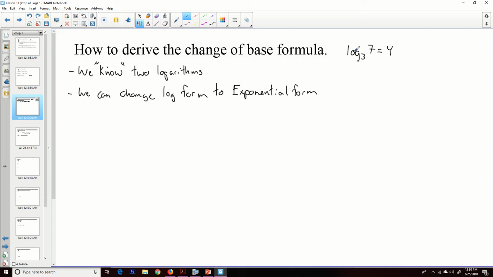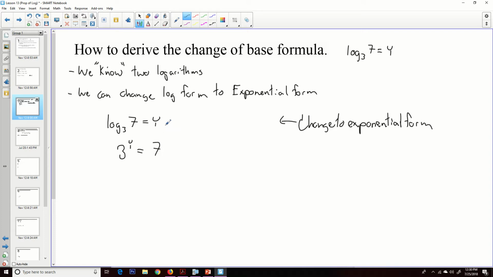So let's start with this. If I want to figure out what log base 3 of 7 is, let's set that equal to y. First, we're just going to copy it again, log base 3 of 7 equal to y, and I'm going to change this to exponential form. So I can do that: 3 to the y equals 7.